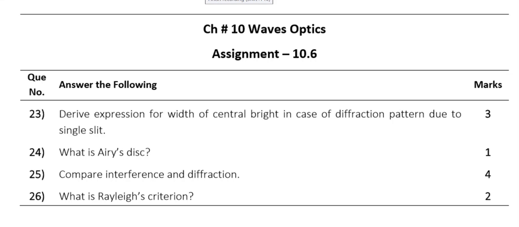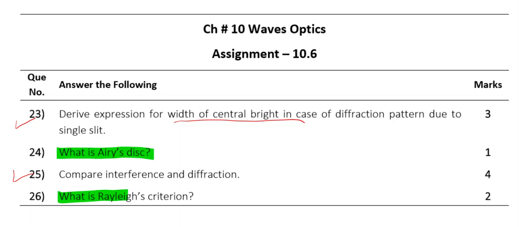Hello students, we are in assignment 10.6. So far we have discussed the first question, width of central bright in case of diffraction pattern, and we also saw comparison of interference and diffraction pattern in the last video. In this one we have Airy's disk and we will see Rayleigh's criterion. So let us start.